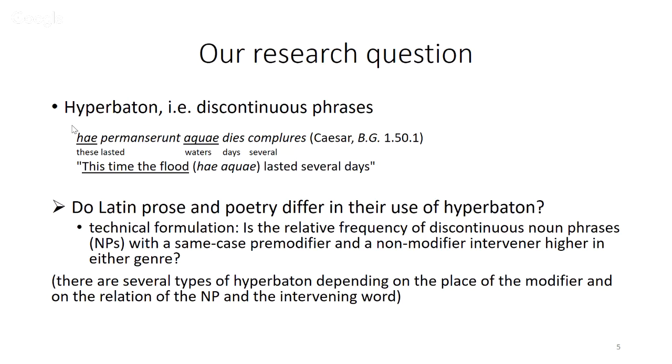So our research question could be, do Latin prose and poetry differ in their use of hyperbaton? And that could be more precisely formulated like, is the relative frequency of discontinuous noun phrases with the same case pre-modifier and non-modifier intervener higher in either genre, prose or poetry?